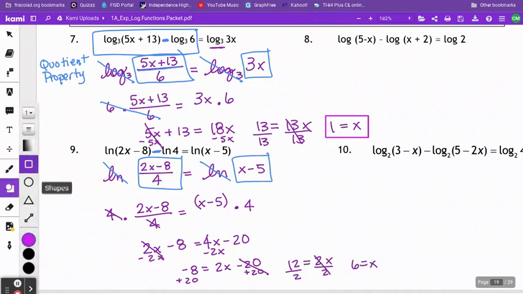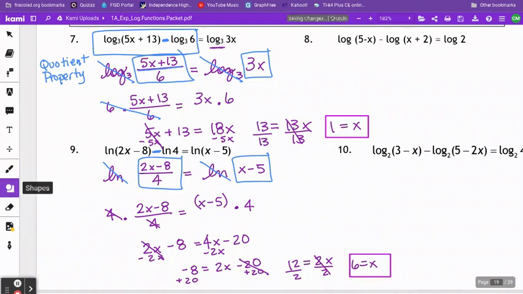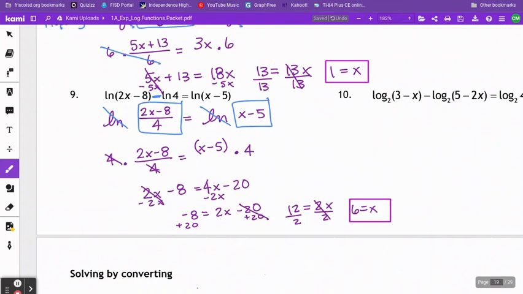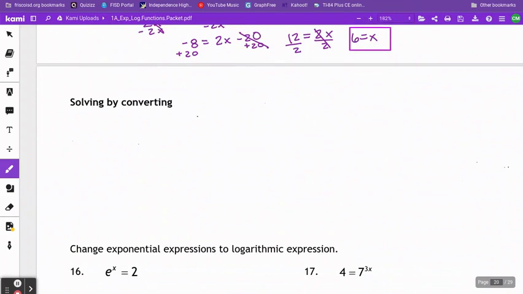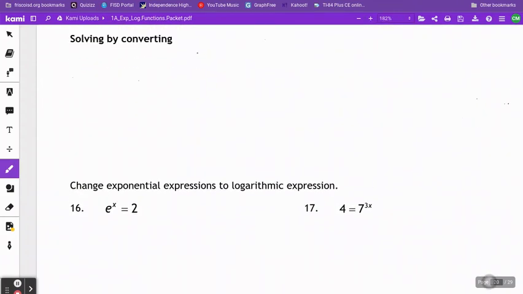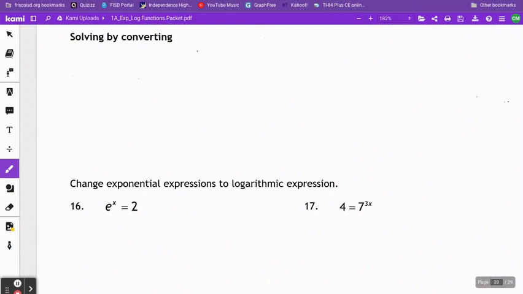Right, so we end up with 6. 6 equals x. Okay, so now let's go on to our next page here, and let's take a look at solving by converting.